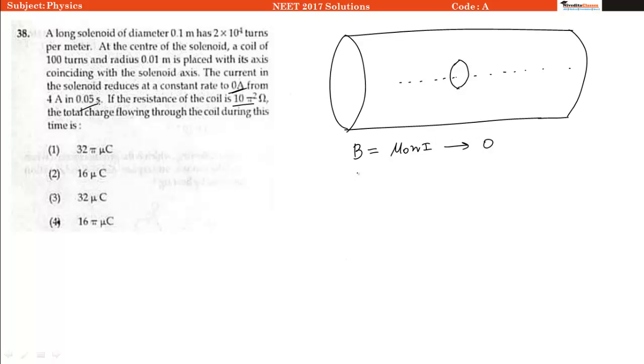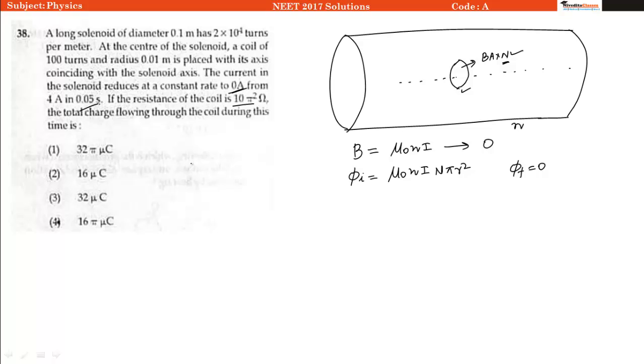So the flux which will be associated with the coil will be equal to B multiplied by the area of the coil multiplied by the number of turns of the coil. So the initial flux will be equal to B, that is mu naught n i, multiplied by, here we are using capital N for the number of turns of this coil, where small n is the turn density of the solenoid, multiplied by area. Area we can write as pi r square. This will be our initial flux, and final flux will be equal to 0.